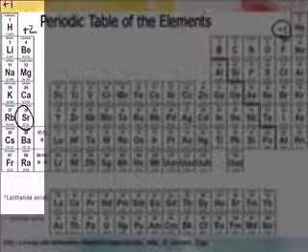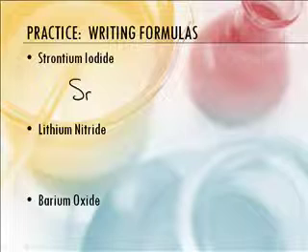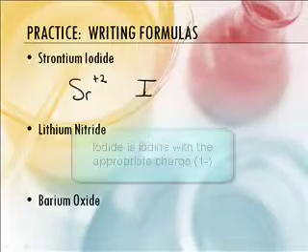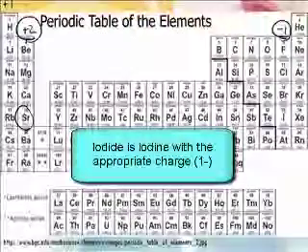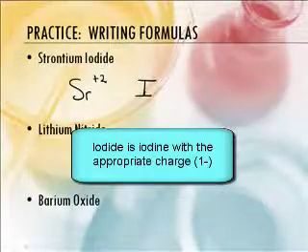So Sr. What's the charge of Sr? +2. It's in the +2 column. Yep. Okay, so Sr is +2, and iodide. Now, iodide, it doesn't say iodine. A lot of people get confused with that. Iodides are in the -1 category, so it's a -1 charge.